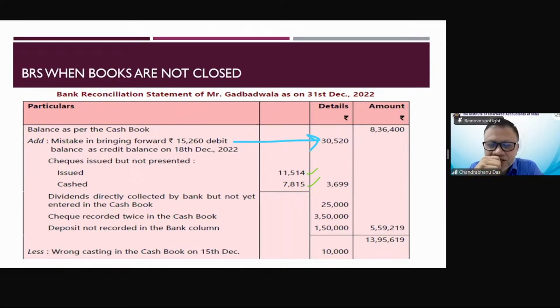So, checks issued but not presented. Then you can see here that checks issued is 11,514.